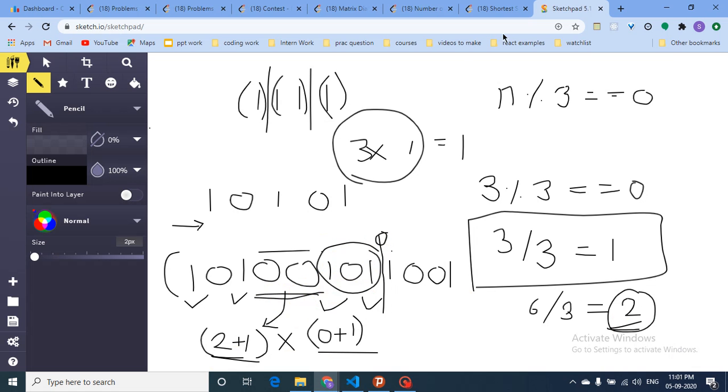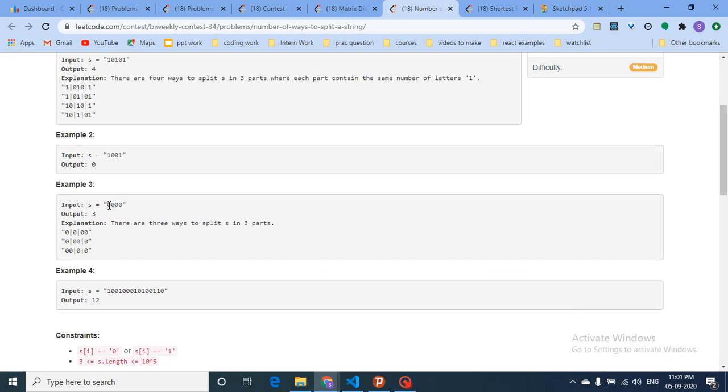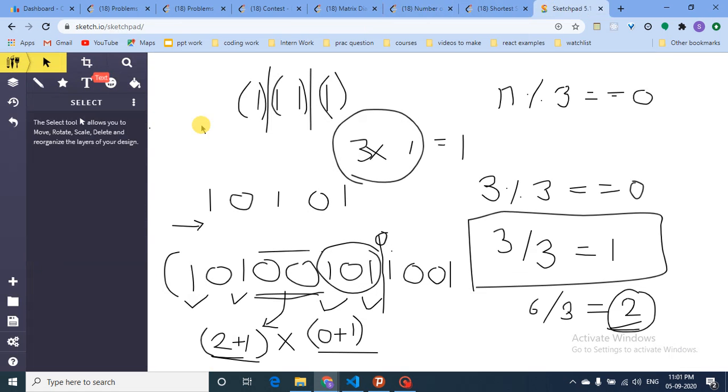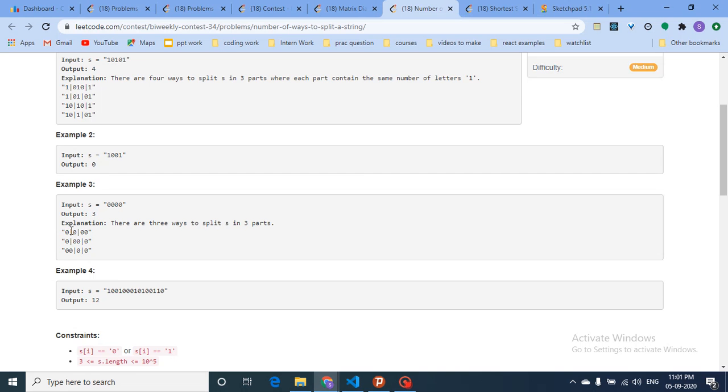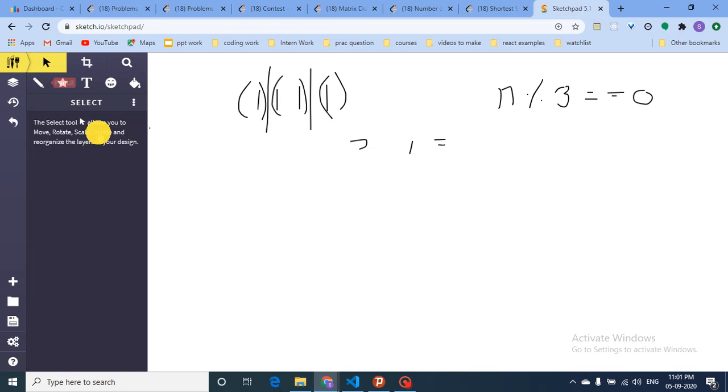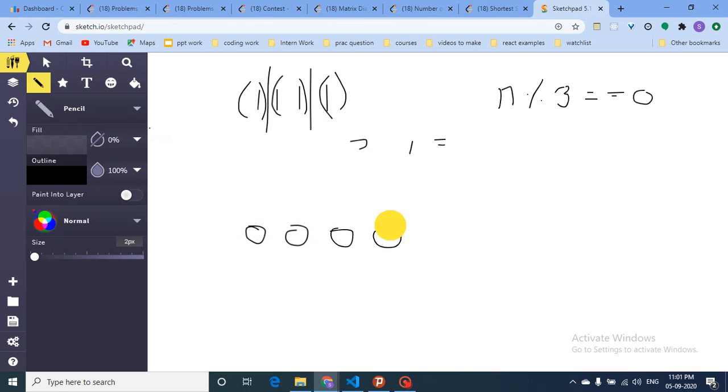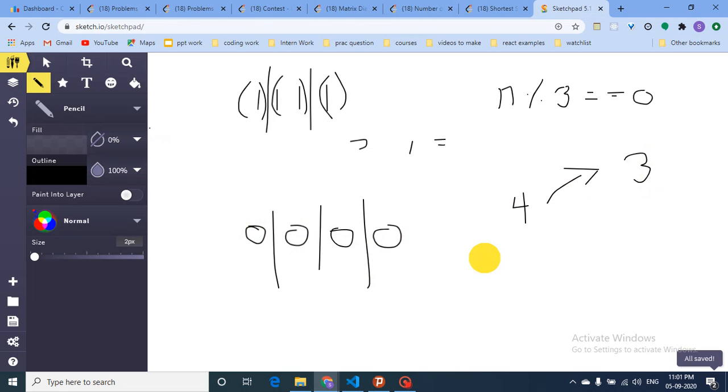But if there is no one, there is an example here also, where everything is 0. Now if everything is 0, as you can see in this example, I can draw it out also. How many positions are there in which I can put some cuts? I can put a cut here, here, here. So if there are 4 zeros, I have 3 positions to put a cut, and in those 3 positions I have to put 2 cuts. So 3 C2.